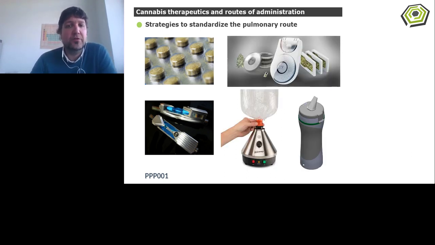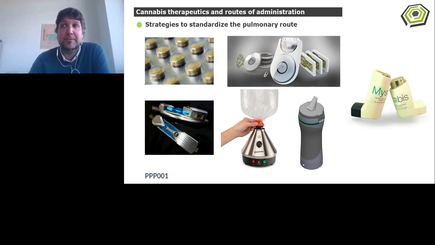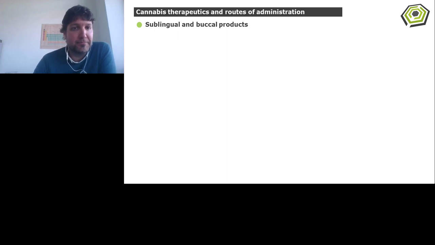Other options are, of course, vaporization, either of herbal cannabis, such as the examples that I'm showing here, or vaporizing extracts, which is a practice that has been extended by the recreational market, but that some patients actually benefit from. And the other option will be pulverization of either powder or a mist containing cannabinoids, which is a challenge given the lipophilic nature of cannabinoids, but still there are groups trying to develop products in this line.